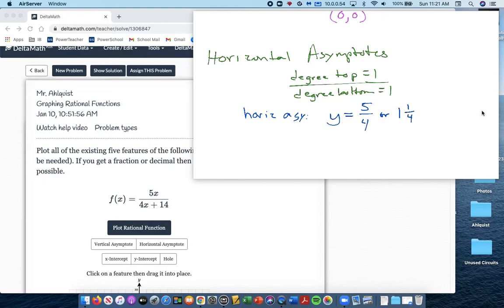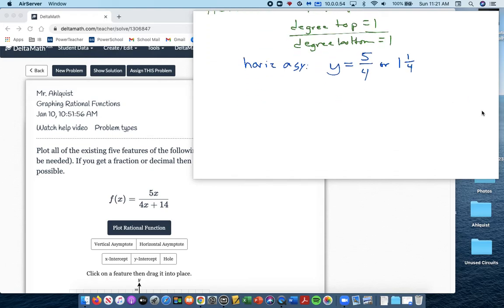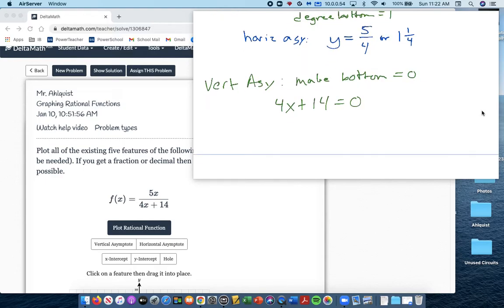Okay. Now we're going to talk about vertical asymptotes on this one. So let's look at the vertical asymptotes. If you look back at your notes, what you want to do is make the bottom equal to 0. And if we do that, we have 4x plus 14 equals 0. If we solve this, 4x is equal to negative 14. So x is equal to negative 14 divided by 4.